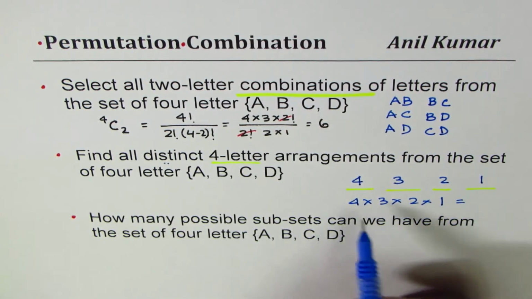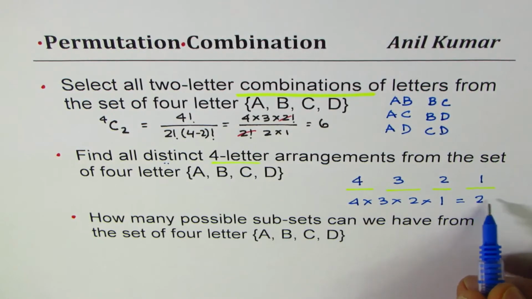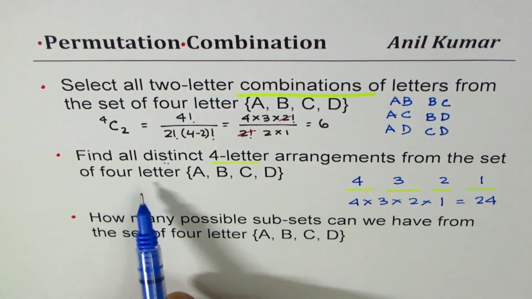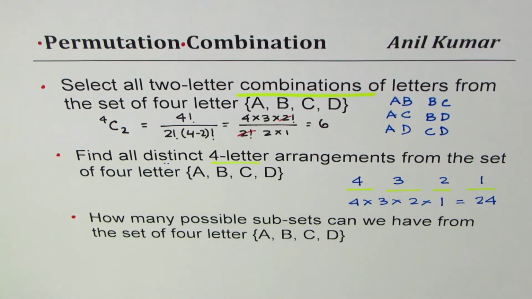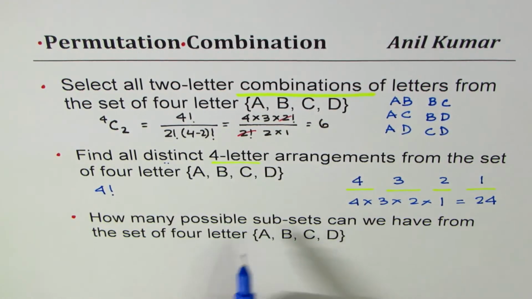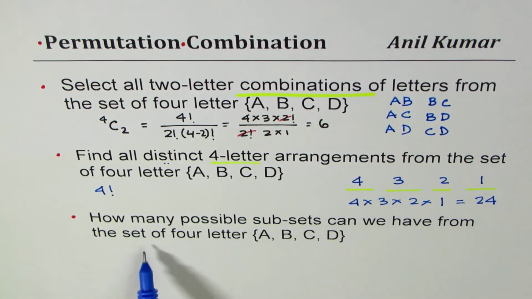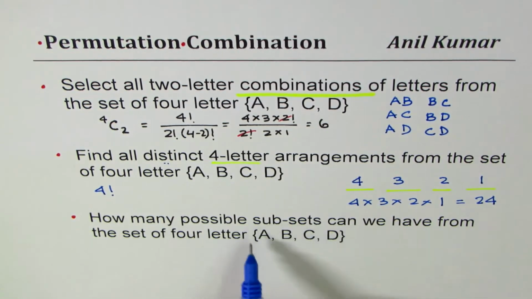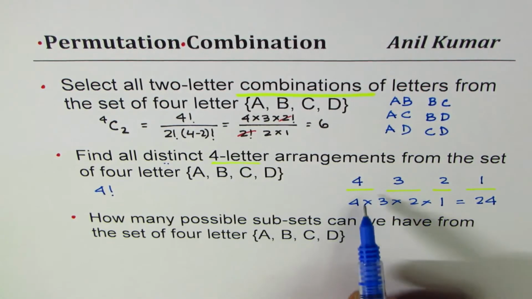and total number of options will be 4 times 3 is 12, 12 times 2 is 24, right? So you can make combinations with these 4 letters and you'll get 24 such combinations, correct? So that is how you can use the counting principles, and the answer is 4 factorial, right? Now getting to the next one here is, how many possible subsets can we have from the set of 4 letters A, B, C and D? Now subsets mean a set may have 1 element, a set can have 2 elements, can have 3 elements, can have 4 elements, right? Likewise. Such type of questions you could consider kind of like this.